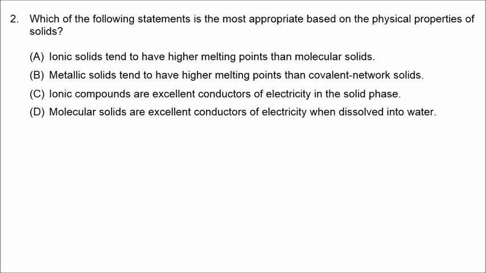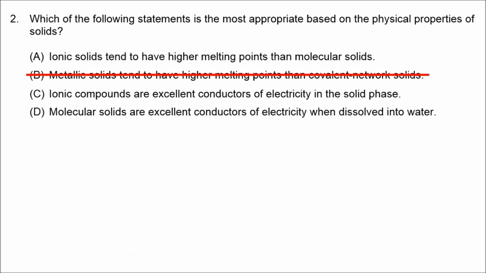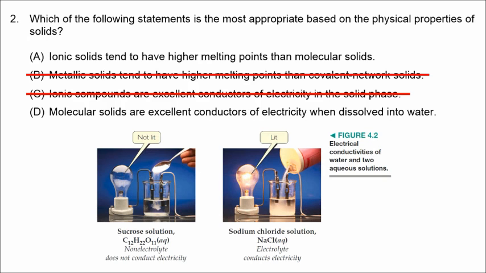So back to this question, we cannot say that metallic solids would necessarily have higher melting points than covalent network solids. And remember that ionic solids are only going to be good conductors of electricity when melted or dissolved in water. So they are not excellent conductors in the solid phase. Remember that molecular compounds like sucrose would not be good conductors when dissolved in water. So the correct answer for number 2 is A.